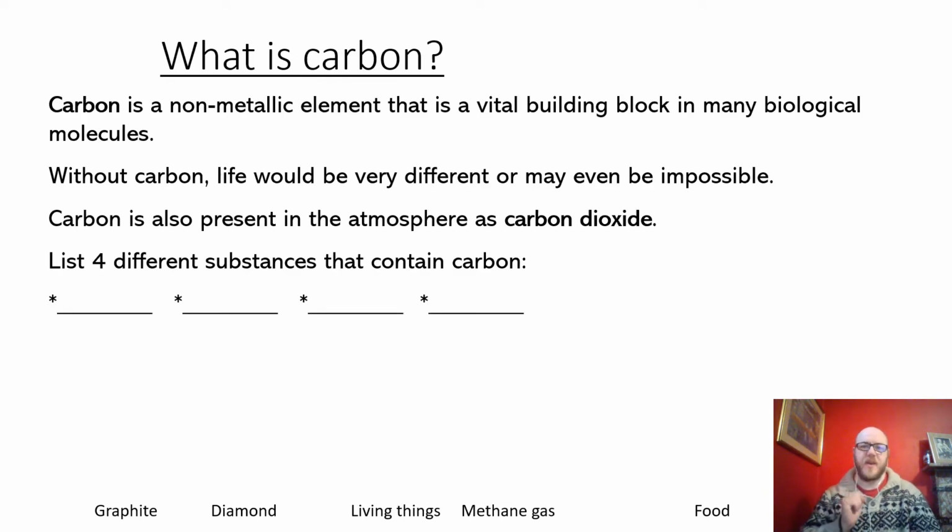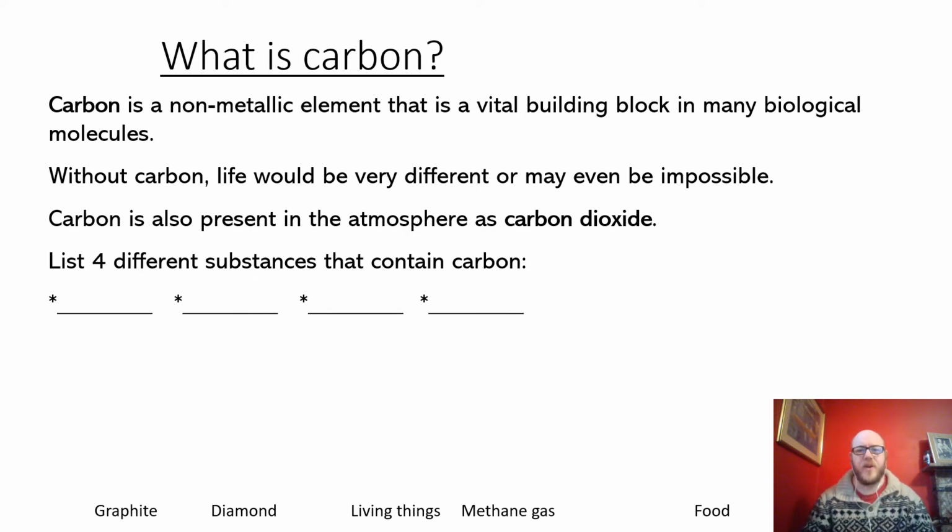So the first thing we have to ask ourselves is, what is carbon? What is this carbon stuff of which you speak? Well, if you look at the periodic table, you'll see that it is an element and it sits on the side of the non-metals. It's a non-metallic element. It is the 6th element on the table and it sits in group 4. Those of you that have learned about the periodic table and the way that it's structured will know that it can bond with 4 different things. It can make 4 bonds for each carbon atom.